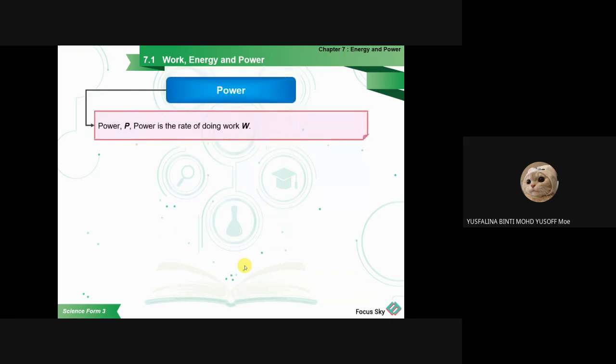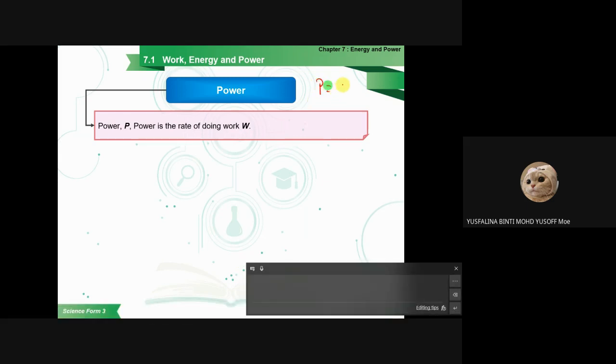So the next one is power. Power is the rate of doing work. In electricity, as we learned in the previous chapter, P is equal to VI. That one is for electricity. But for power in terms of work and energy, we use P is equal to work divided by time, and the unit must be watt.